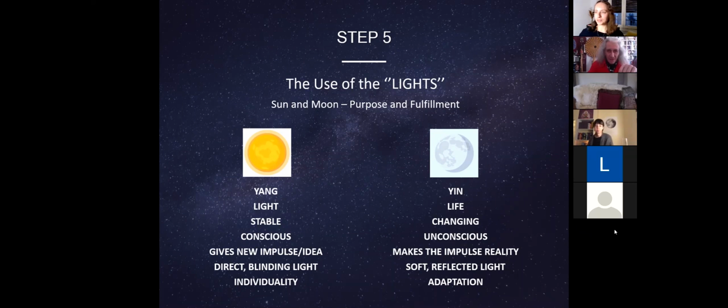Okay, now we continue with step 5. In the book, it's step 5, which is called the use of the lights. So now we're going to touch more on what Kate maybe anticipated a little bit: the sun and the moon as the two lights. Probably the most important thing I want to say here is that they are special in a way. They're not like the rest of the planets.